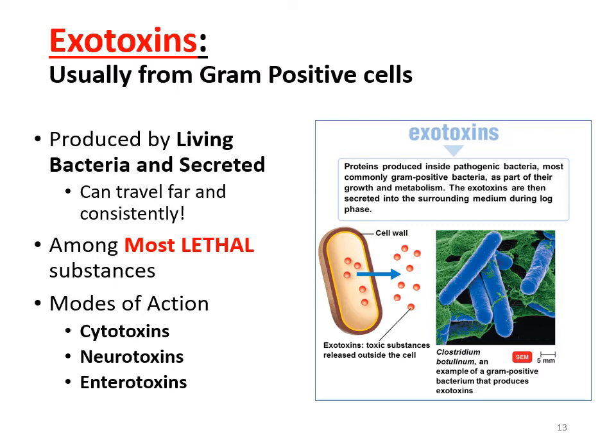The last one on the list for exotoxins is enterotoxins. Whenever you see the word entero or enteric, remember GI tract. So enterotoxins will affect the lining of the digestive system and cause things like diarrhea and vomiting, which can be dangerous in terms of dehydration.